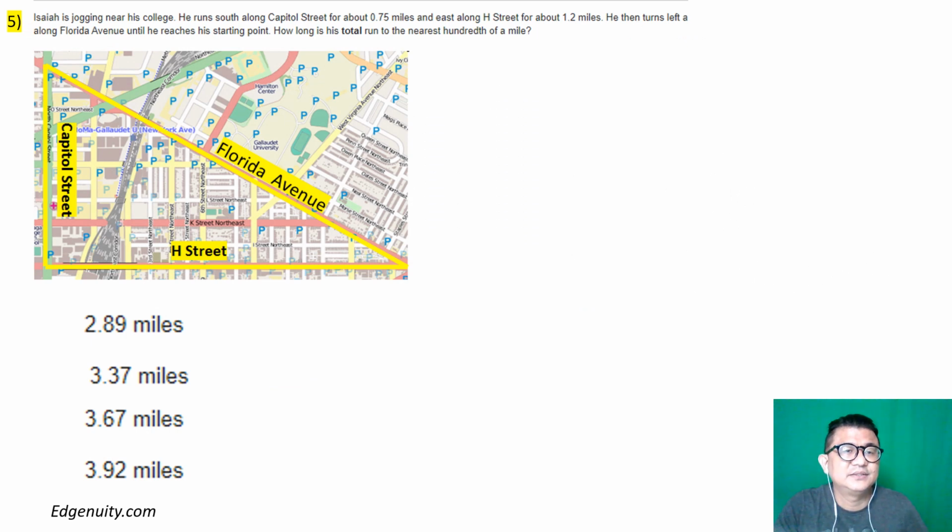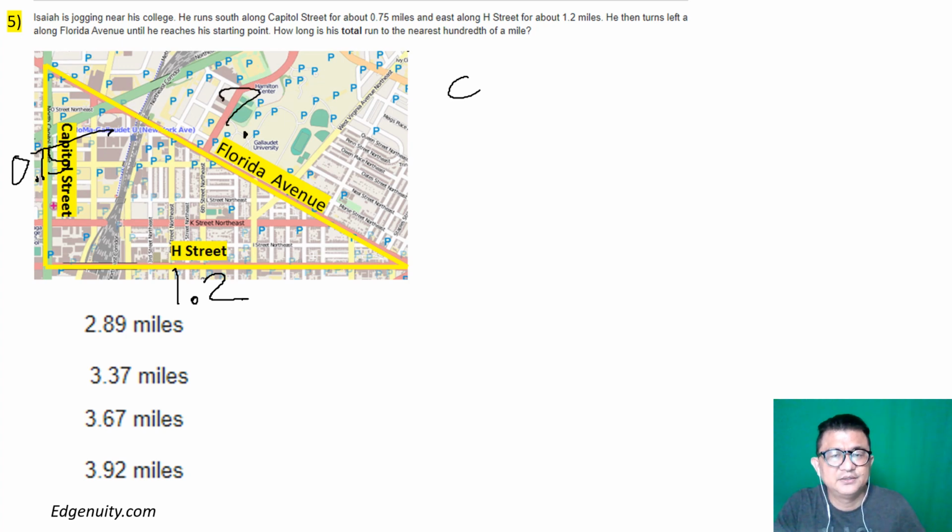Next, Isaiah is jogging near his college. He runs along Capitol Street. He runs here, and that's 0.75 miles. And east along H Street, this is 1.2 miles. Okay? Then he turns left along Florida Avenue until he reaches the starting point. How long is his total run? Total run to the nearest hundredths. Okay, let's solve this. So we already know the run for Capitol is 0.75. The run in H Street is 1.2. We don't know the Florida Avenue.